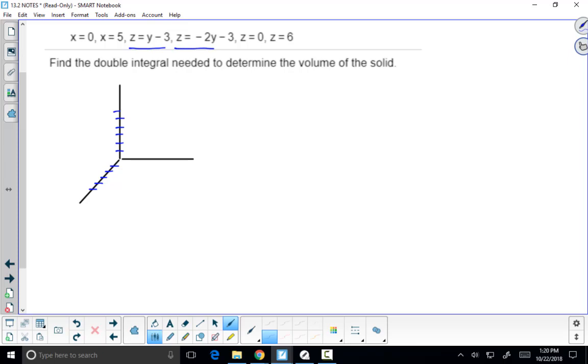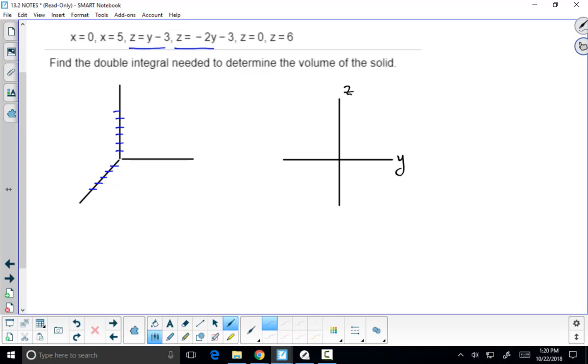So let's graph those. It's always very, very helpful to graph your domain in a totally separate place so that you can get a really good sense of what's going on.